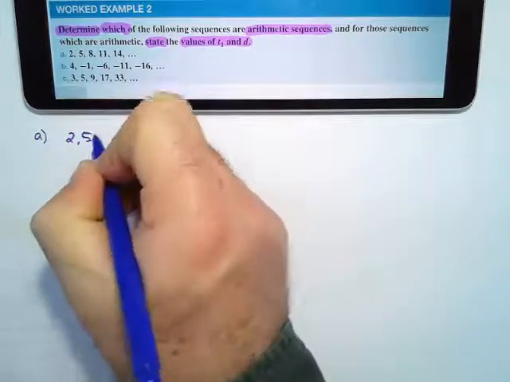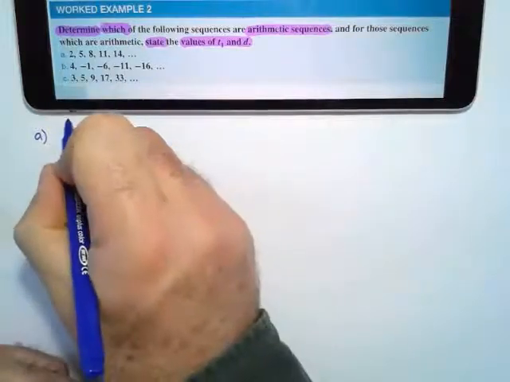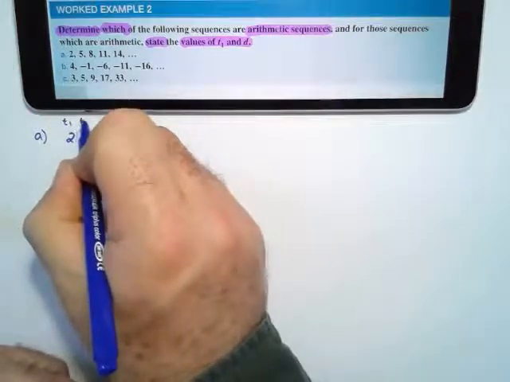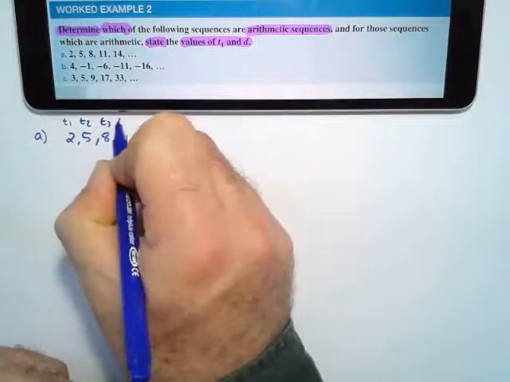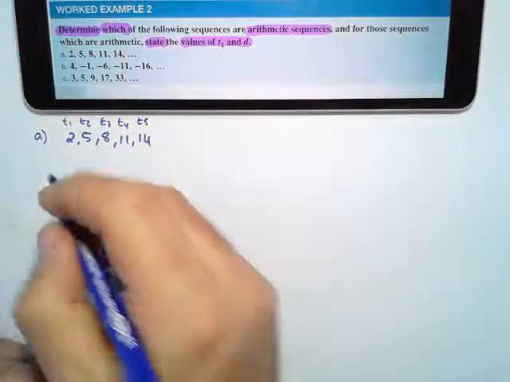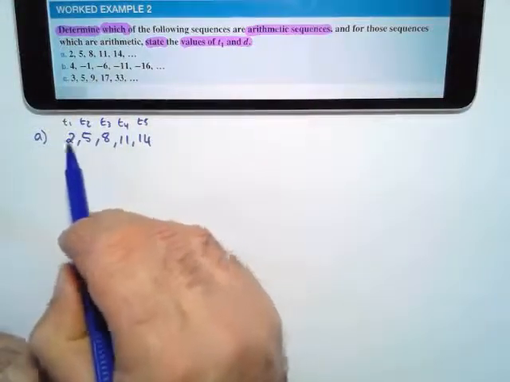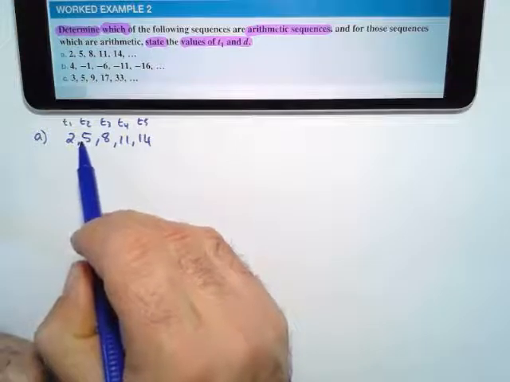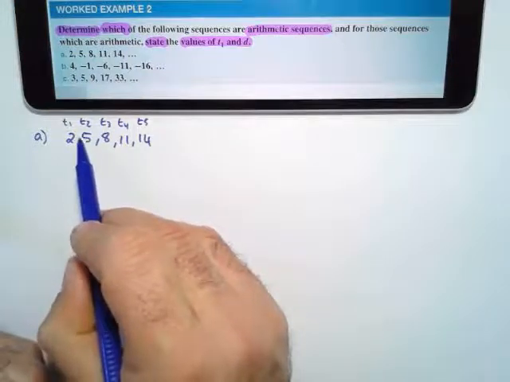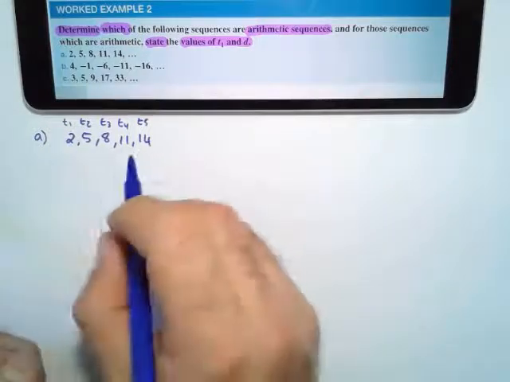2, 5, 8, 11 and 14. So this is term 1, term 2, term 3, term 4 and term 5. I'm only going to mark it this once. For this to be arithmetic, the difference between consecutive terms must be the same. So there needs to be a common difference between terms. I need to prove this for each one of these terms.